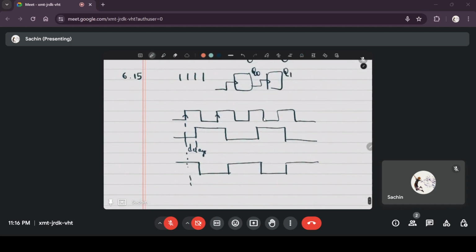Now whenever the positive edge in Q0 bar occurs, that will trigger the second flip-flop to change its state. So before that it is at 0. This is Q1, Q0, Q0 bar. Now when it encounters this clock pulse, it should have changed to 1, but there will be a delay, and the delay is the same for both flip-flops. And then here also when it has to fall down, it will be delayed.